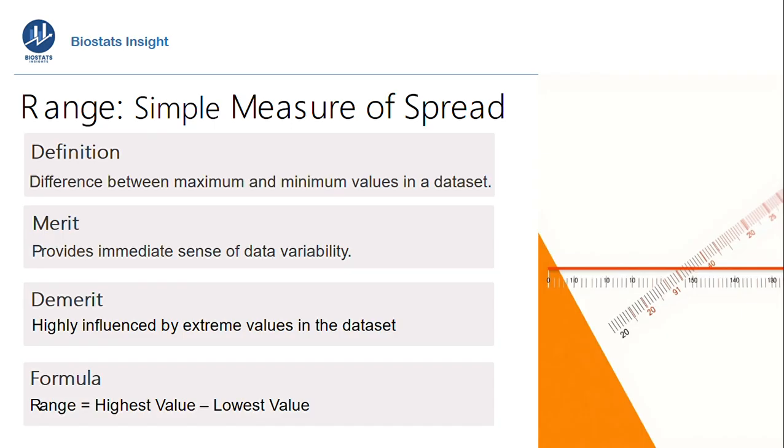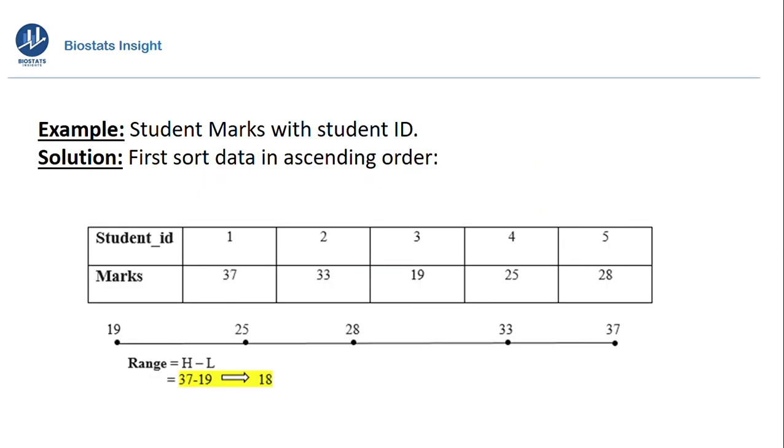There is the range, a simple measure of spread. Whenever we want to see the difference between the minimum and maximum value, range is used. Here is the merit: it provides a sense of the variability in the data with the help of the highest and lowest value. But if any extreme value is present in the data, it will highly influence the range. That is its demerit. The formula is range equals highest minus lowest value.